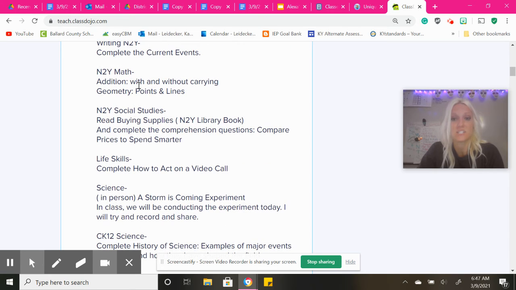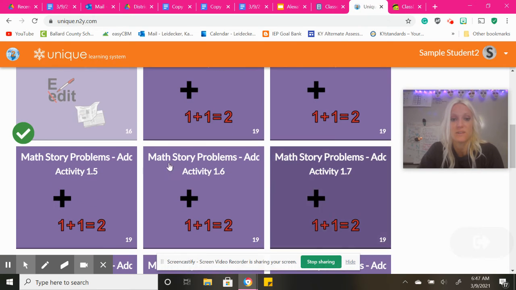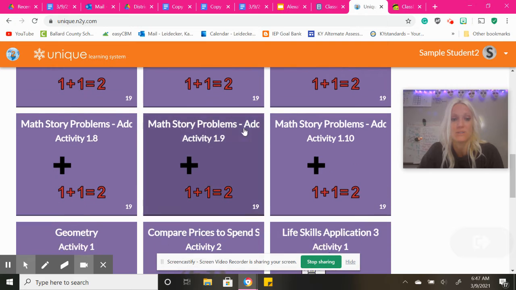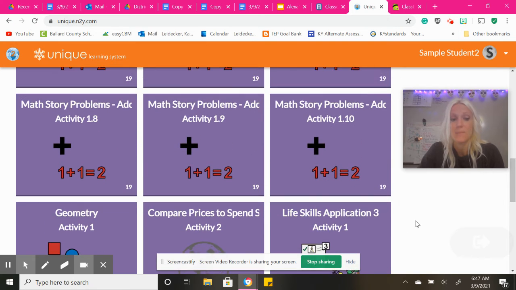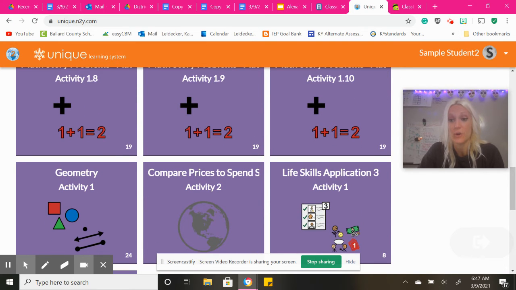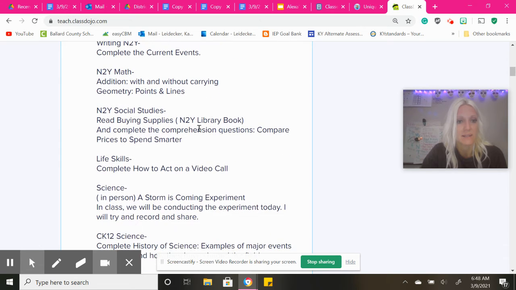Now math, you have addition. There's a lot of addition boxes with and without carrying. So that's all these addition boxes. I would really like you to try no calculator. Okay, it's only adding to 100. And with the carrying, it's showing us how to do that on N2Y. So there should be no need for a calculator. I will put that in here.